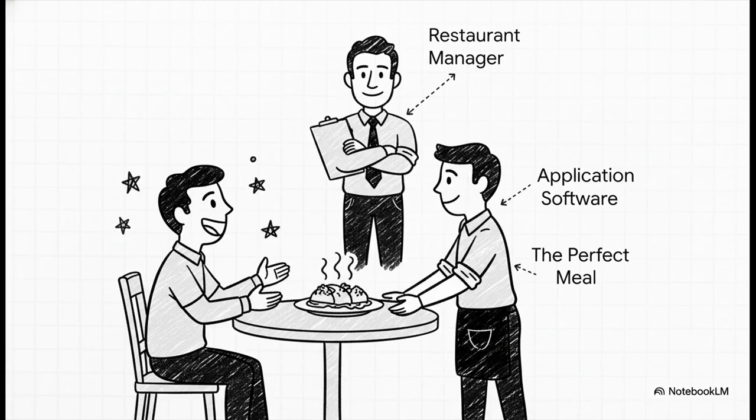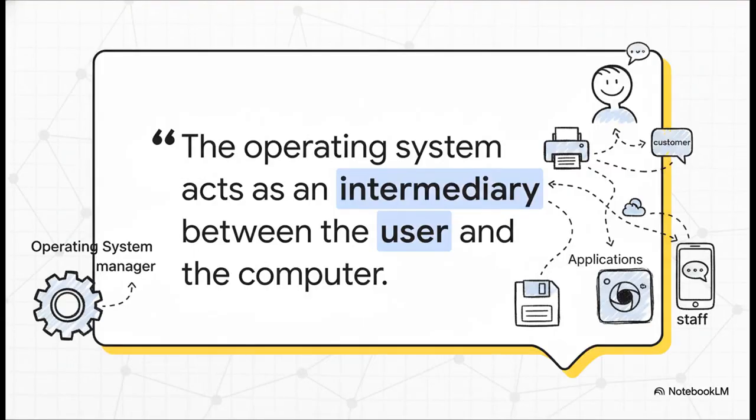Okay, so when you put it all together, the manager, the staff, the menu, the delivery service, what do you actually get? Well, you get the perfect meal. The whole point is, the next time you're just seamlessly jumping between apps or you click print and a document just appears, take a second to remember what's going on under the hood. It's this beautiful, invisible teamwork between that super efficient manager, your OS, and the talented staff, your apps, that comes together to create that perfect, effortless experience just for you.